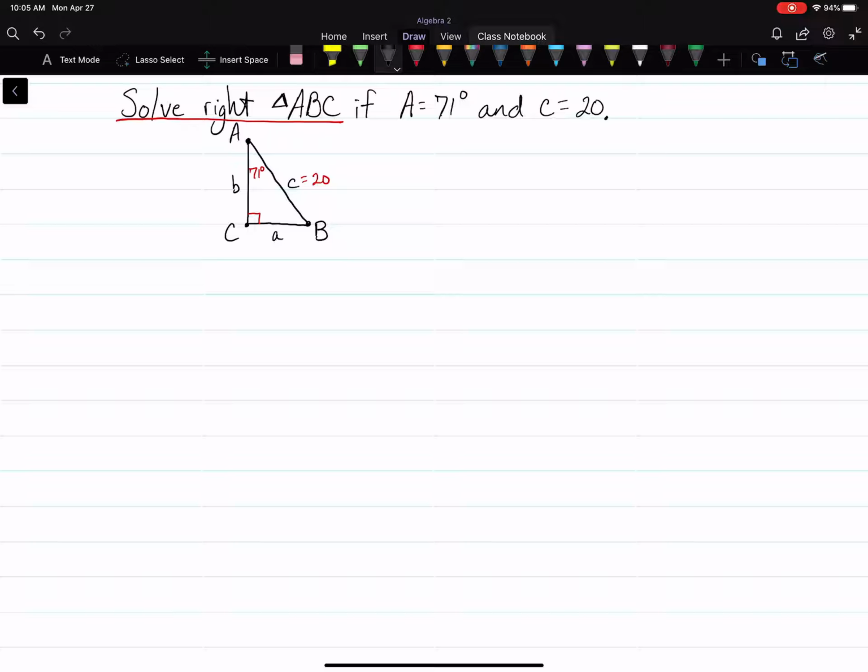So the first thing that we're going to do that's the quickest and easiest is find the other angle. So since it's a right triangle, and there are 180 degrees in every triangle, there's 90 degrees for angle C. Well, that means the other 2 acute angles have to add up to 90 degrees. So to find angle B, we are just going to say 90 degrees minus angle A, which is 71 degrees. So angle B ends up being 19 degrees.